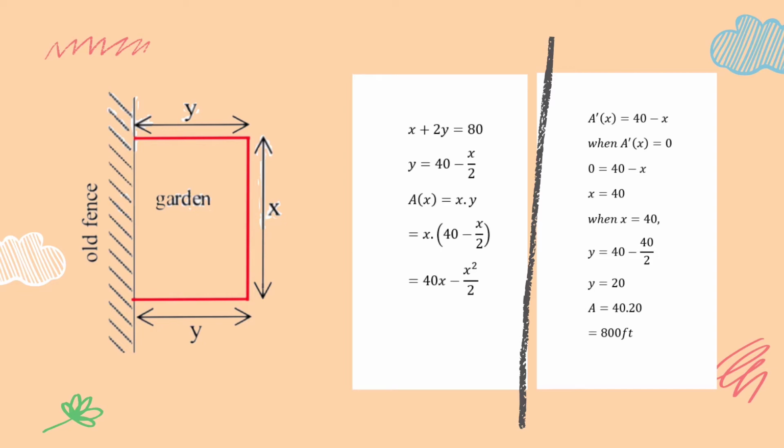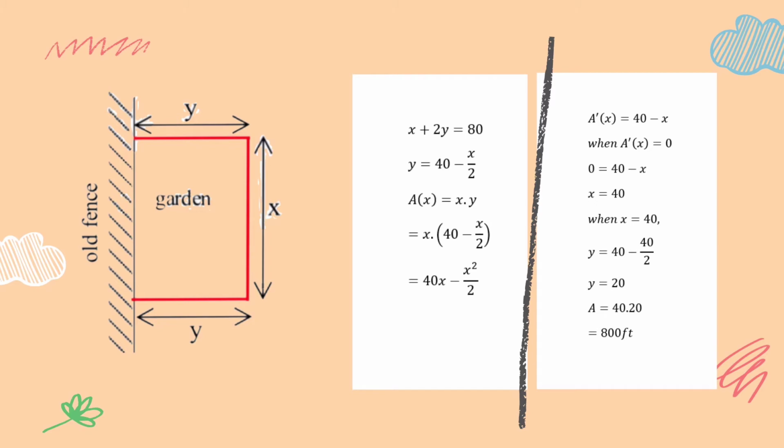When we are left with only one variable in the equation, we differentiate and we will get 40 minus x. When A prime x equals 0, we get the value of x, which is 40 feet. Then we insert the value of x equals 40 into the equation y equals (40 minus x) over 2, and we get y equals 20 feet. The area for the garden is 40 times 20 equals 800 square feet. So the largest rectangular garden has an area of 800 square feet with dimensions of x equals 40 as the length and y equals 20 as the width.